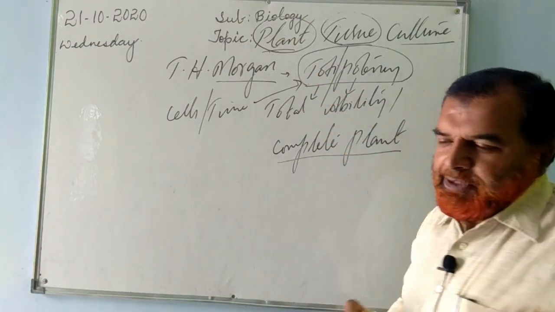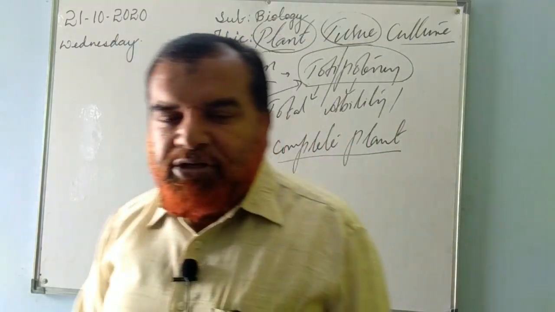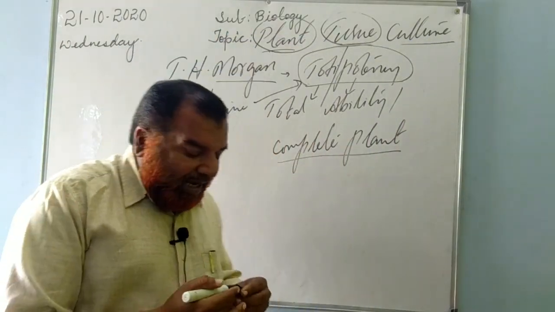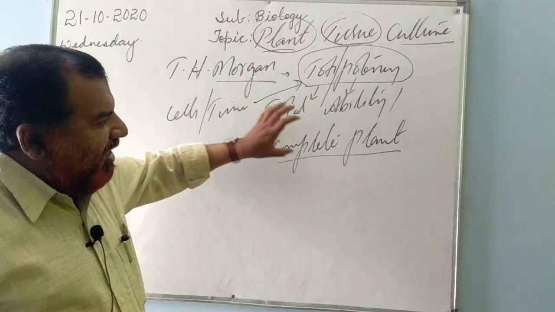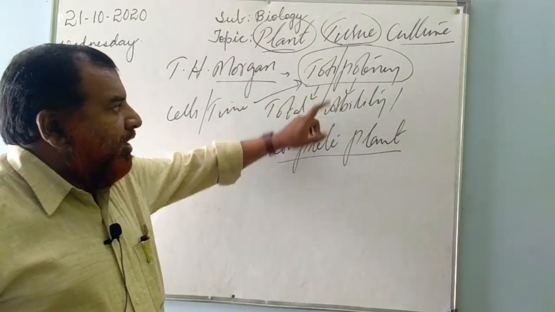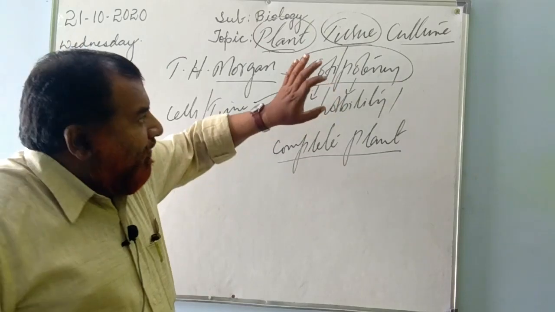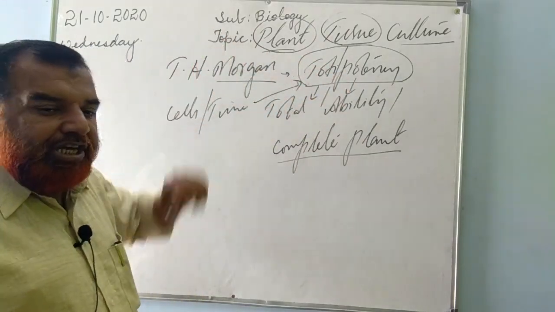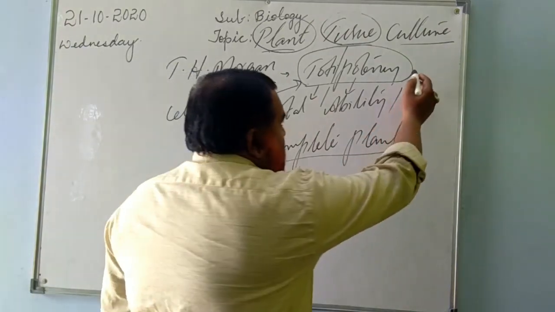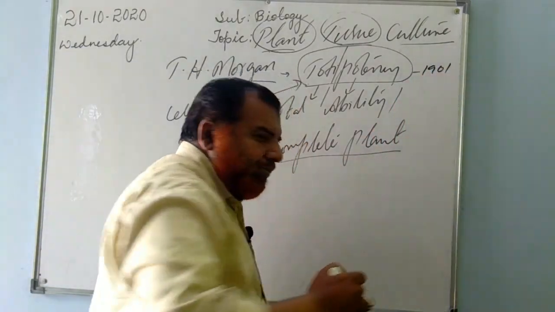Now I go for the definition. If it is asked as a 1 mark question in your final exam: totipotency is the ability of plant cells or tissues to give rise to a complete plant of its own kind. The term totipotency was first coined by T.H. Morgan in the year 1901.